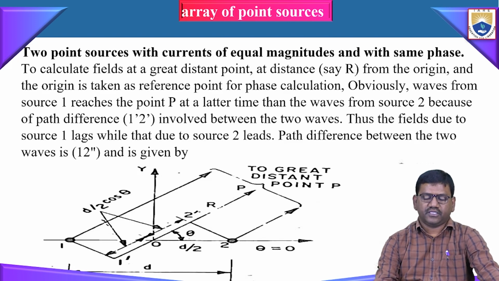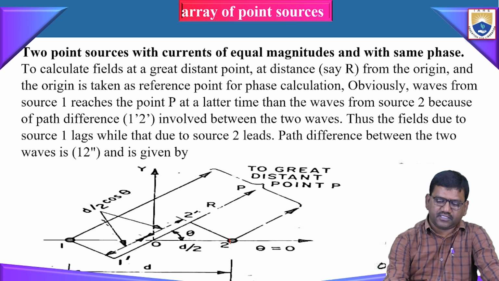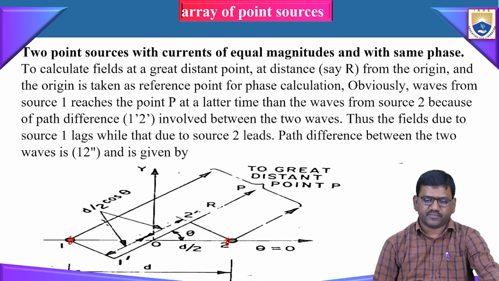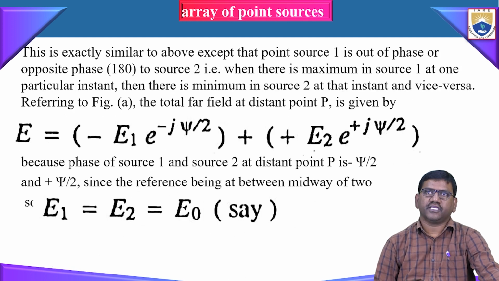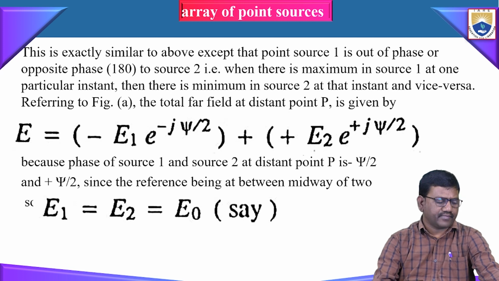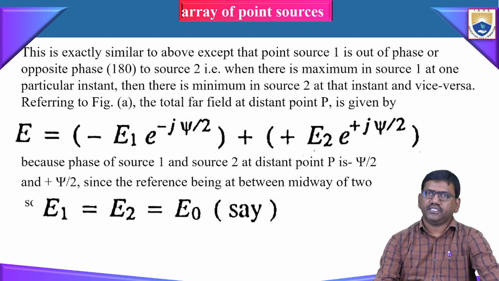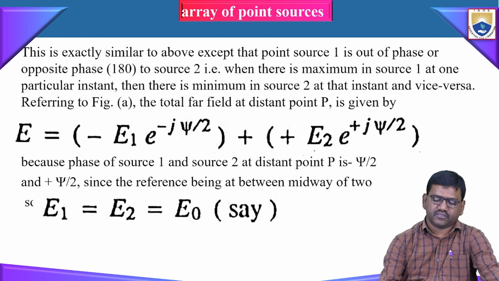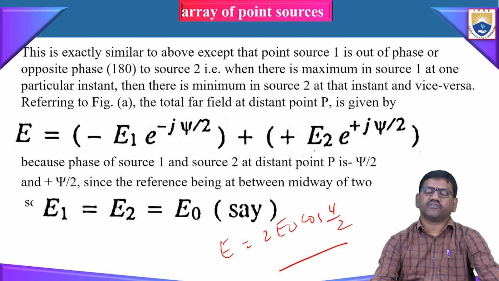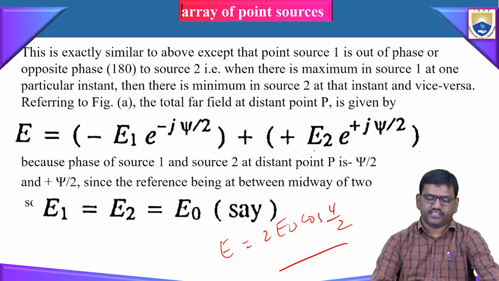So here the 2 point sources with currents of equal magnitude are separated by the origin. For this we already have an expression for E. We need to find out the electric field strength. E is given by 2 E naught cos psi by 2. This is the equation for the array of 2 point sources of equal magnitude and same phase.